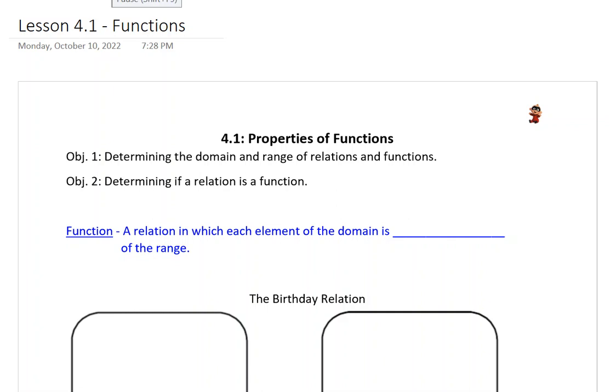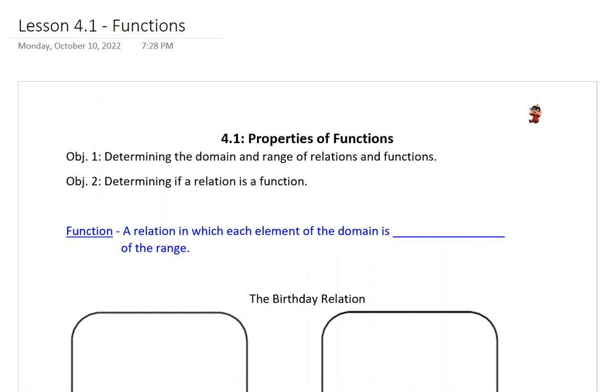Today we are going to put the fun back in functions, and we're going to be looking at properties of functions, determining domain and range of functions, determining if a relation is a function or not. It is going to be fun functions the whole time. So before we get started, we need to define what a function actually is.